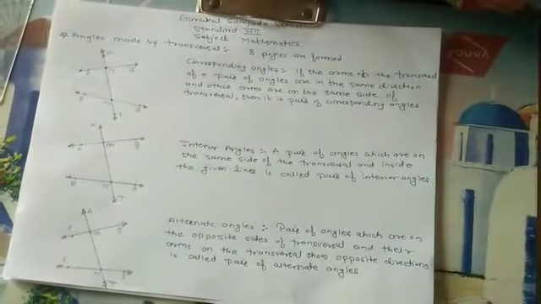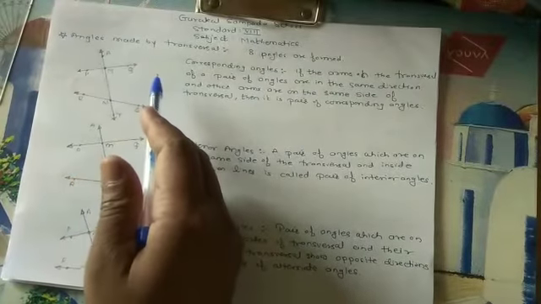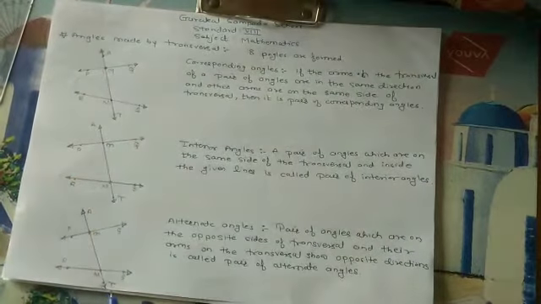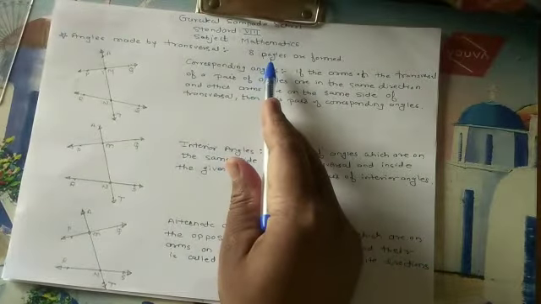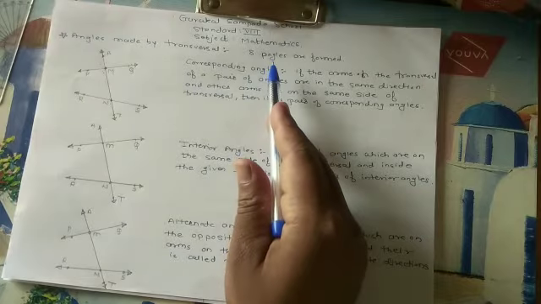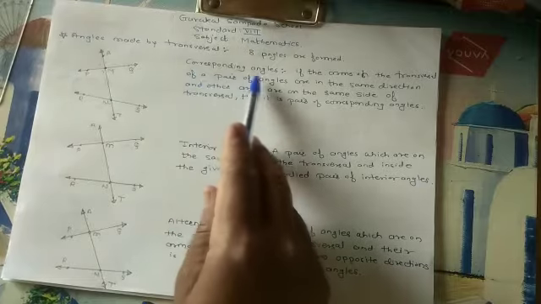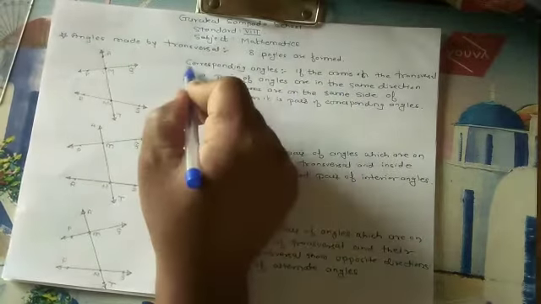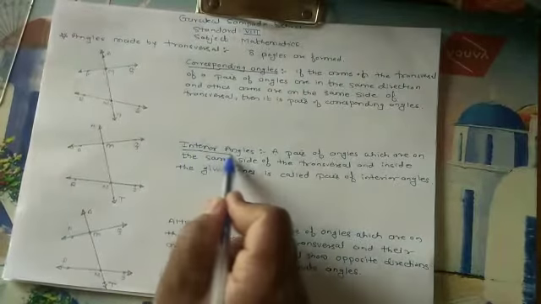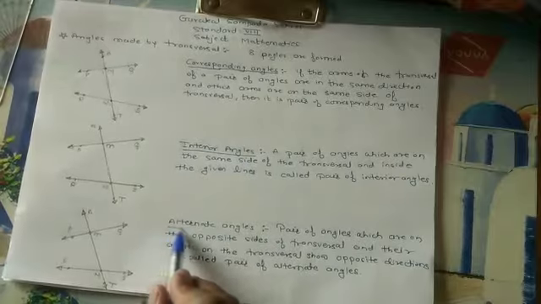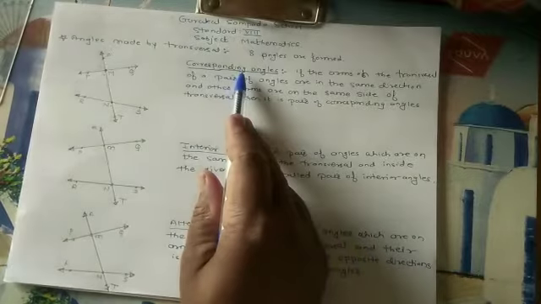Now, which types of angles are these? These 8 angles which are formed by the transversal are grouped into different pairs of angles. The first pair is called corresponding angles. The second is interior angles, and the third is alternate angles. Now we will see them one by one. First, corresponding angles.